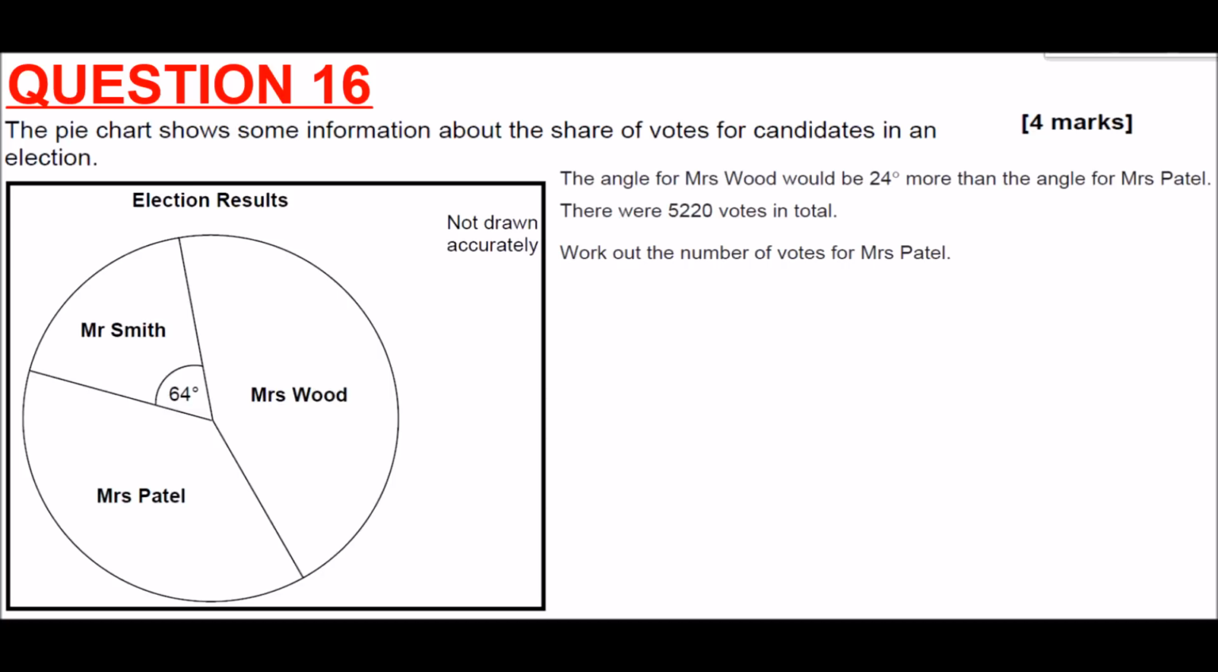So, Mrs. Patel is who we're interested in here. I'm going to show you 2 different ways for this one. The second way is going to be trial and improvement. The first way I'm just going to use algebra to try and show you what we can do. So, we're interested in Mrs. Patel's votes, as I say. And so, what I'm going to do is we'll call Mrs. Patel P.